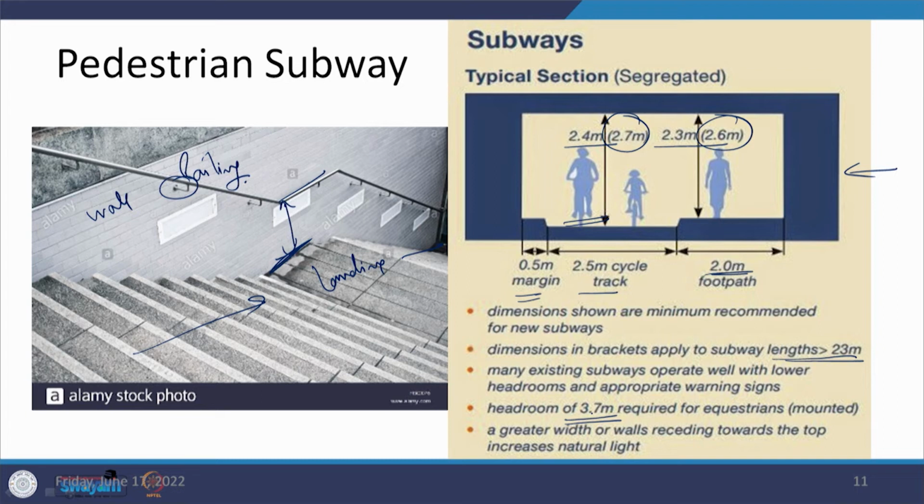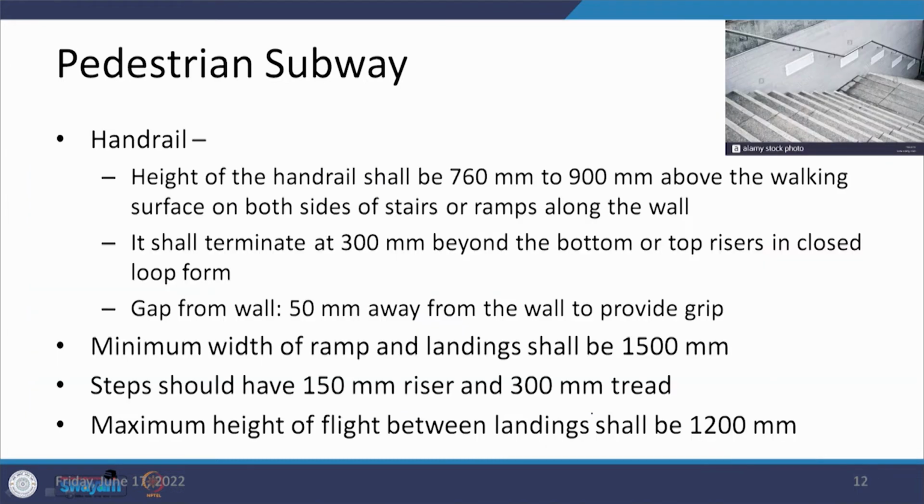So, depending on who the users are, decisions need to be taken. Now, when we are talking about this handrail, what are the points which we have to keep in mind? They are summarized here. It says that the height should be 760 mm to 900 mm above the walking surface, and it should be provided on both sides along the wall, with a gap of 50 mm, so that if somebody holds the railing, there is no issue in doing that.